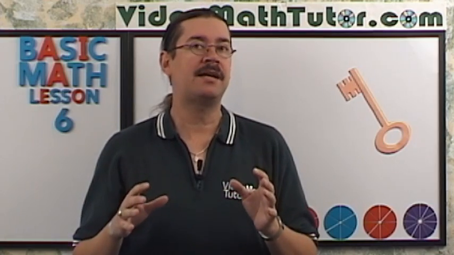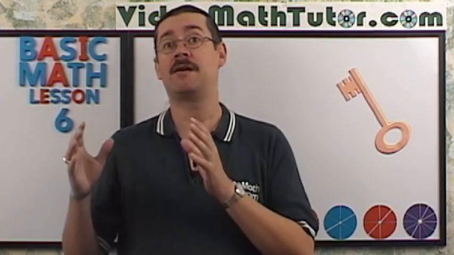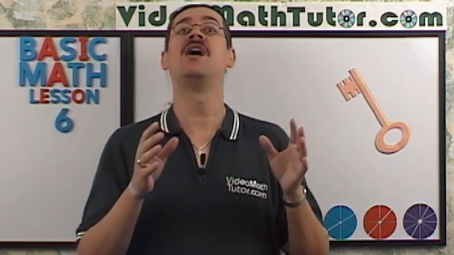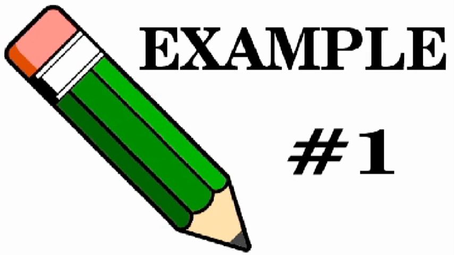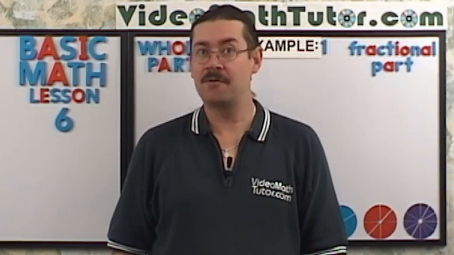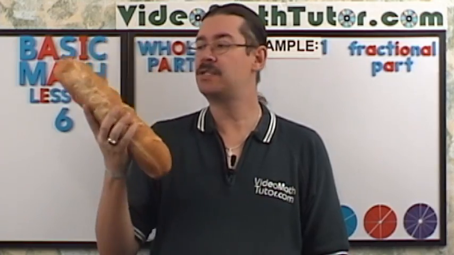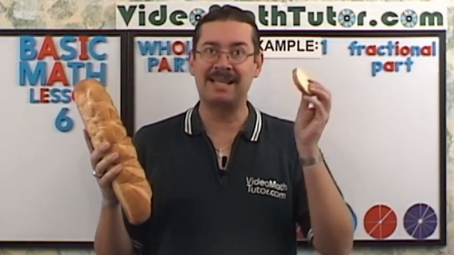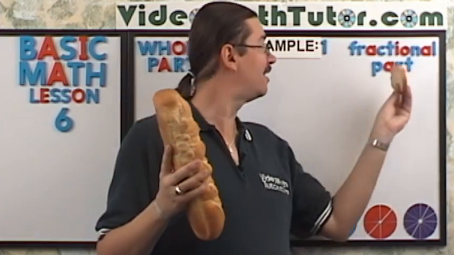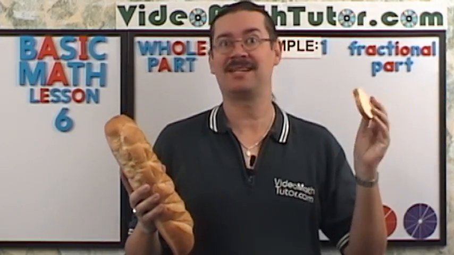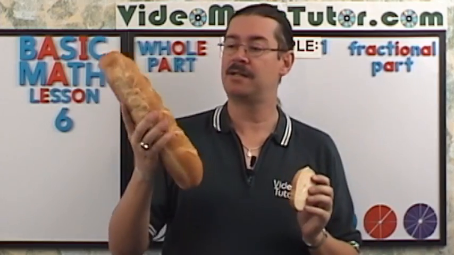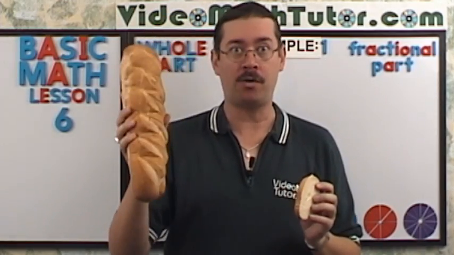Well, we need to understand what we mean by what's the whole part versus the fractional part. For our first example, let's look at a loaf of bread. Let's make this the whole part. So a slice is considered a fractional part. It's a smaller part, a subdivision of a whole.